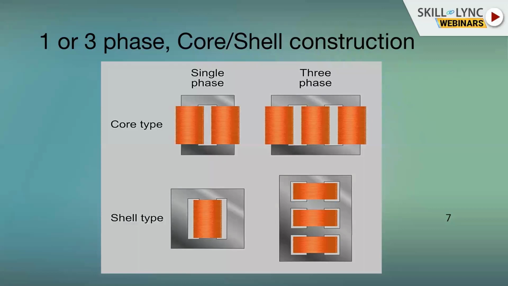But I would say most of the major power transformers are all core type, but possibly smaller and distribution types are all shell type. Some of the old power transformers used to be shell type, but I would say today, for most of the major power transformers, we use core type.